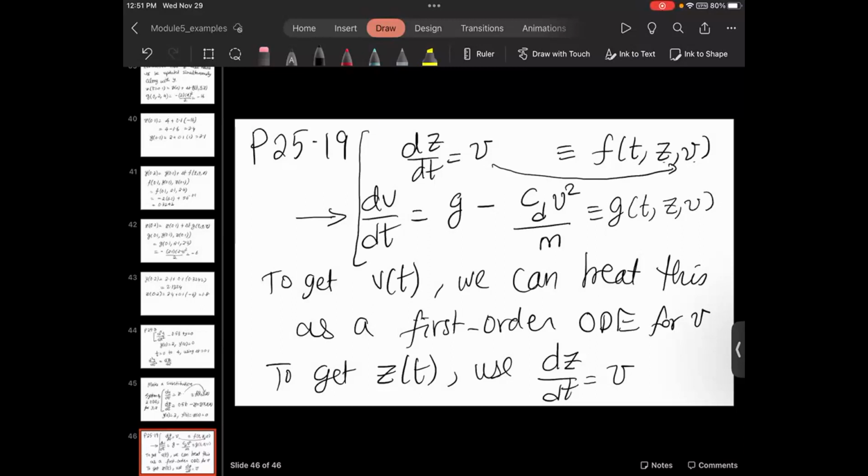G is a constant, or maybe I should use a different function here. I'll call it h. So h is a function which depends only on velocity again. Okay, but the rest of the solution procedure is the same. You have to simultaneously solve both z and v at each time step and keep continuing.